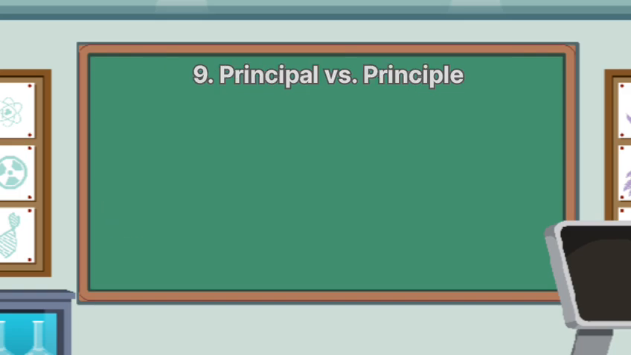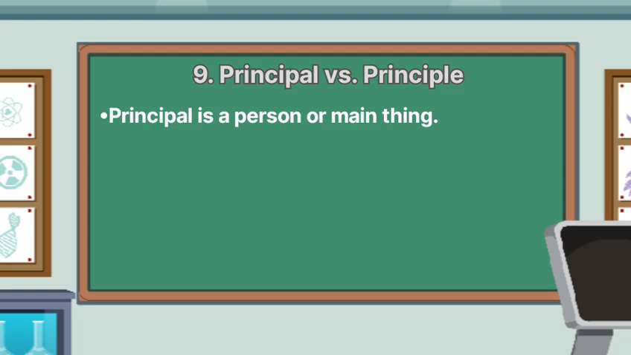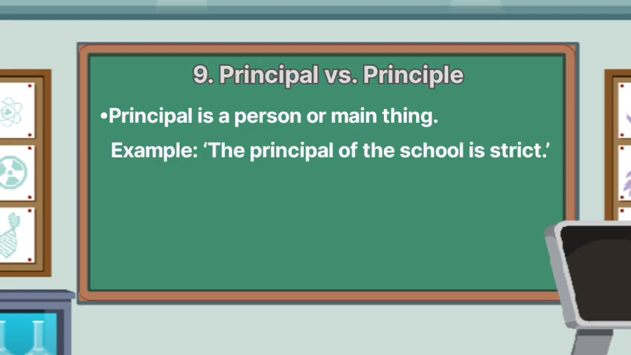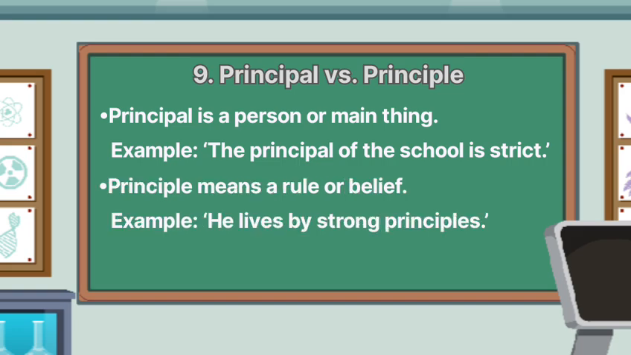Principal versus principle. Principal is a person or main thing. Example: the principal of the school is strict. Principle means a rule or belief. Example: he lives by strong principles.